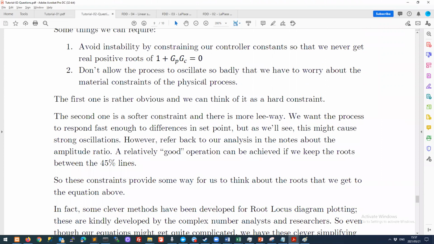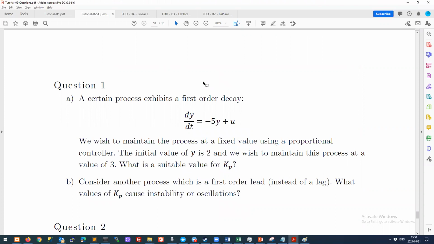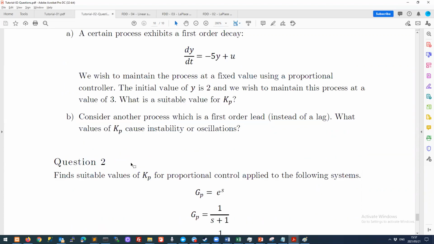That basically brings us to the tutorial itself. So here's question 1. It's saying you have this first order decay process, and the initial value of y is 2, and we want to keep this process at 3, right? So can we implement a controller on this process? Behind this u, can we stick in a controller which is going to keep us at a value of 3? And so let's look at the solution to this.